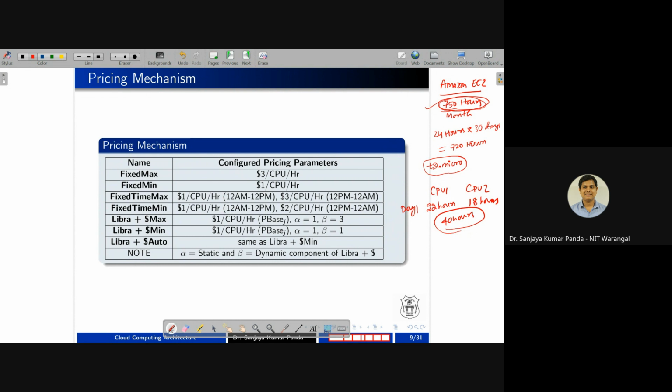Right? So fixed max and fixed min are very simple schemes. Irrespective of peak hour, irrespective of demand, it is a fixed price. We need not worry, and the price is not going to change. Like I told you, fixed scheme and changing scheme. So it is completely fixed. If it is the maximum, then it is $3 per CPU per hour. Minimum means $1 per CPU per hour. So I can say if you are using a resource at max utilization, then it is $3 per CPU per hour. If it is minimum, then $1 per CPU per hour.